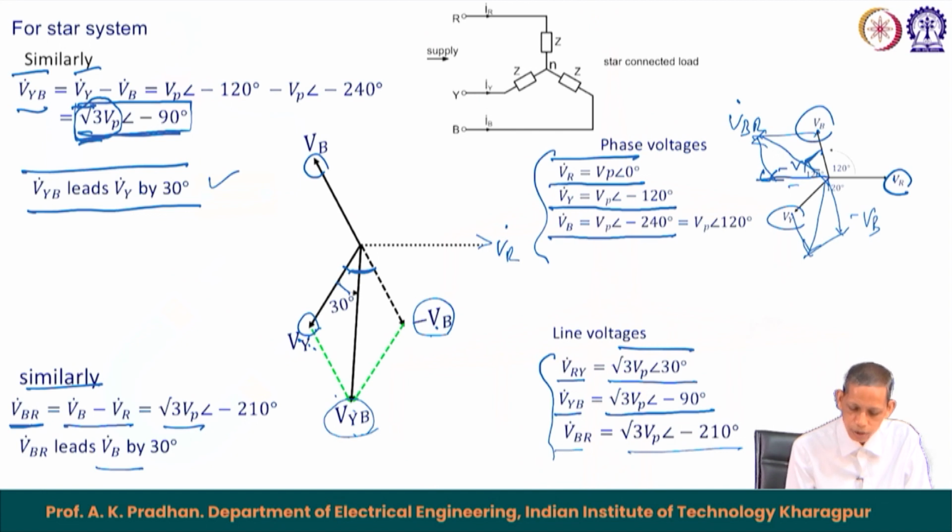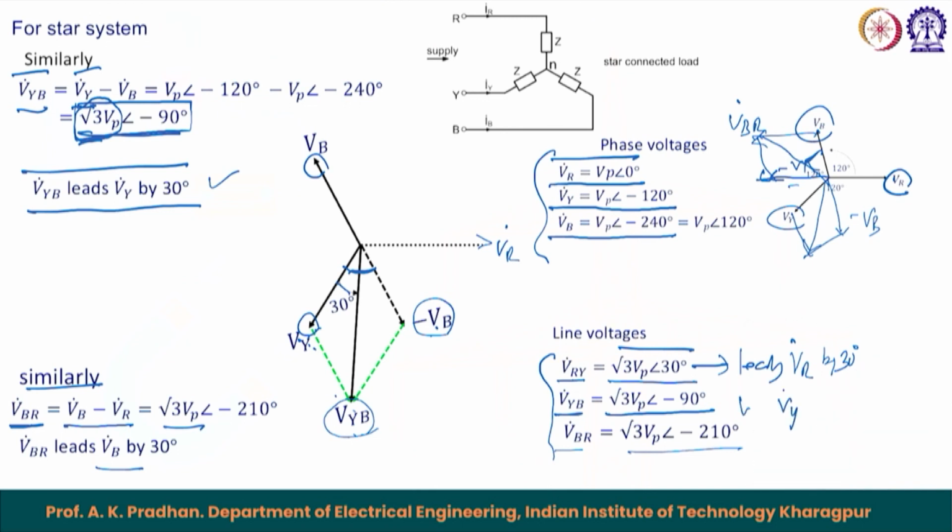So, we say that VRY leads VR, the first letter, by 30 degree. VYB, the first letter VY, leads VY by 30 degree. VBR, the first letter is VB, leads VB by 30 degree. So, a straightforward conclusion from this. So, that is the case.